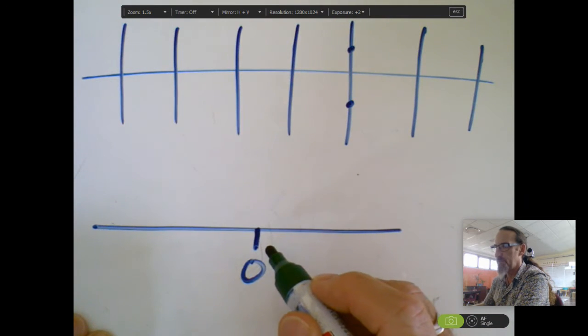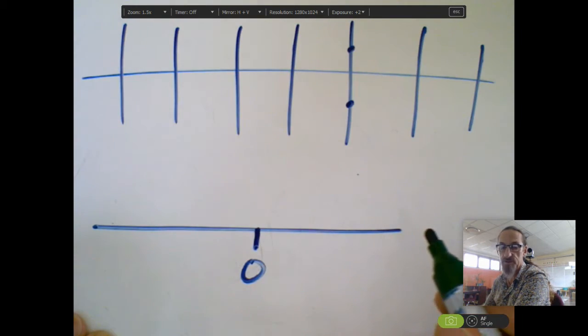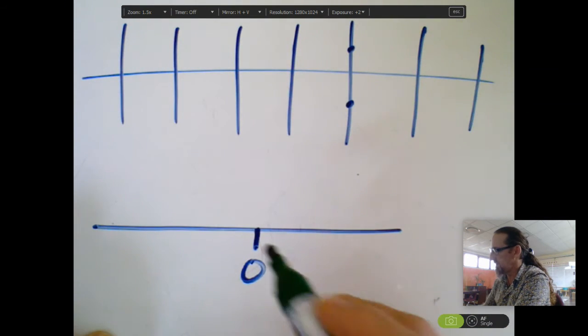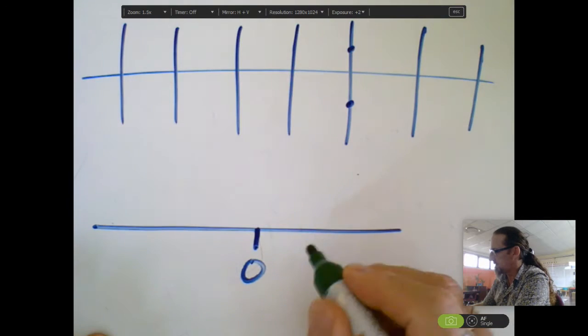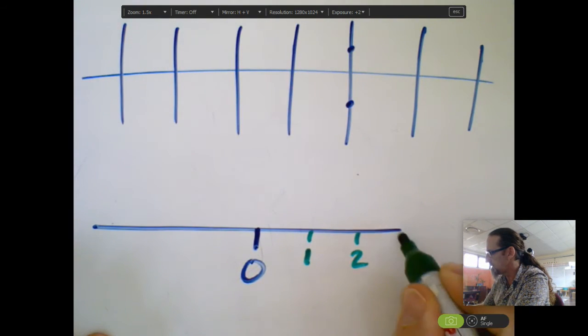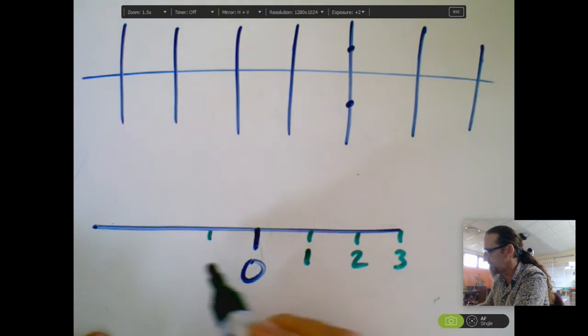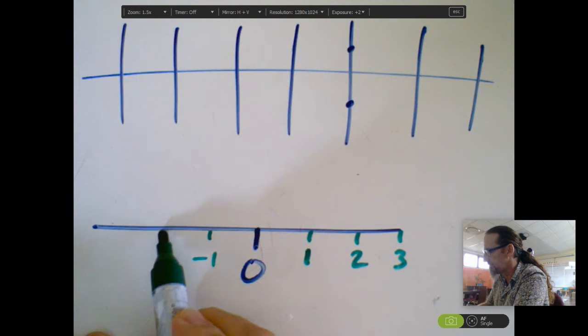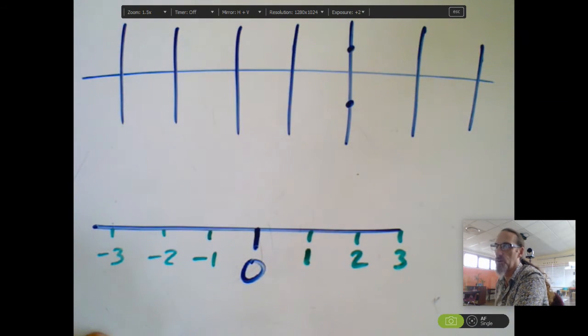When we're looking at a number line, we know that we're counting positive numbers when we go to the right. And we know that we're counting negative numbers when we go to the left. So I could put 1 here, I could put 2 here, I could put 3 here. And on the same scale, going the opposite direction, I would have negative numbers: -1, -2, -3, and so on.